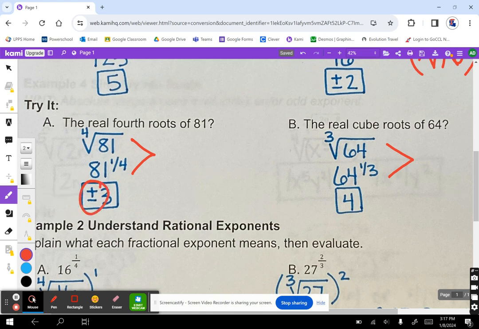Why am I positive and negative here? I have an even exponent. Why am I only positive 4 here? I have an odd index. I think I said exponent over here. It's an even index, odd index. Okay.